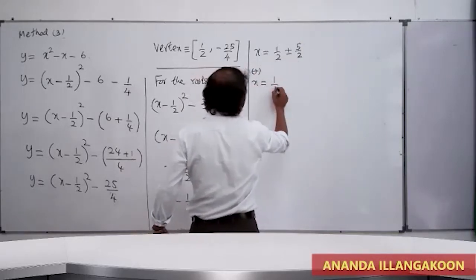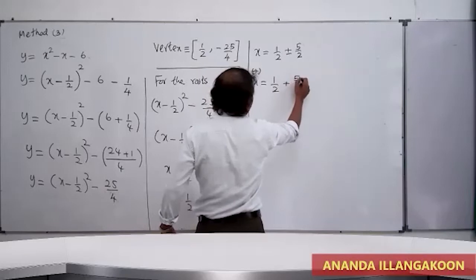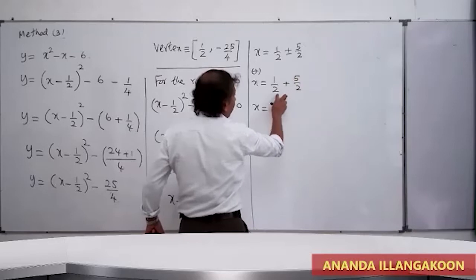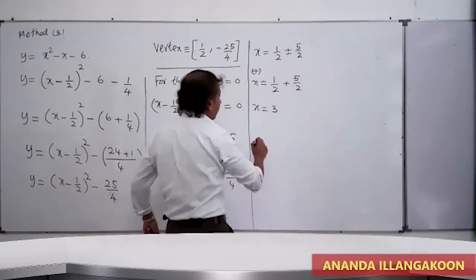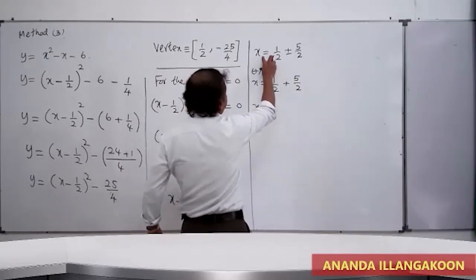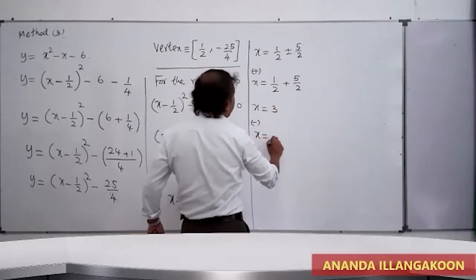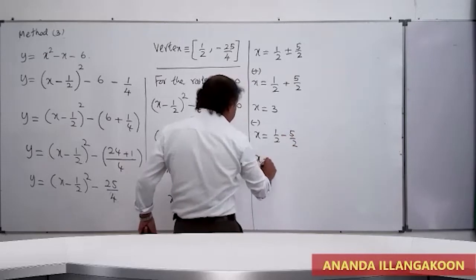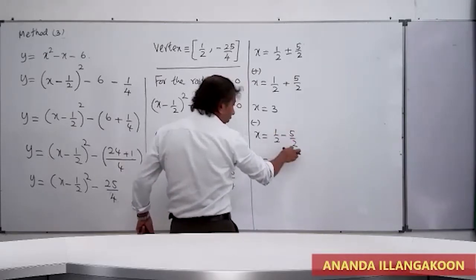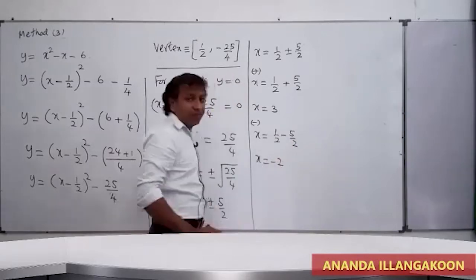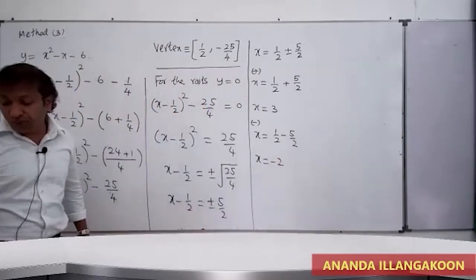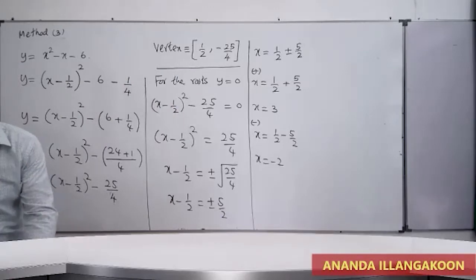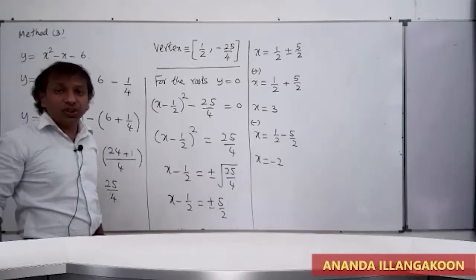1 by 2 plus 5 by 2. x is 1 plus 5 is 6, 6 divided by 2 is 3. One root is 3. Take the minus sign separately, right? x equals half minus 5 by 2. 1 minus 5 is minus 4, divided by 2 is, people, minus 2. Then we know the two roots. People, you know, the same roots we got, no? The same roots we got, right? Minus 2 and 3.